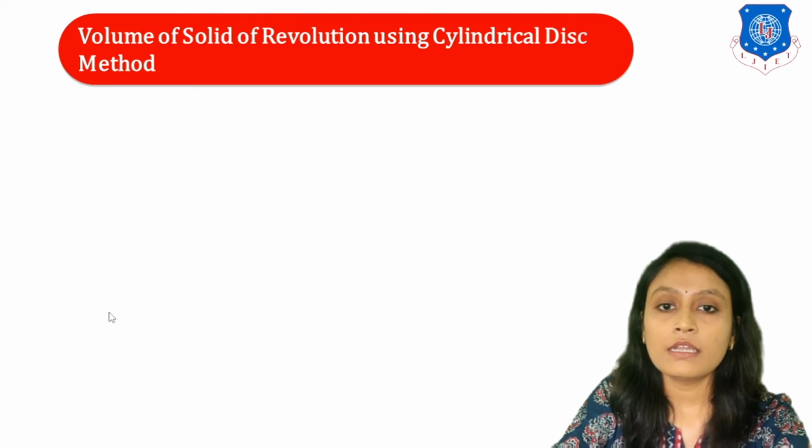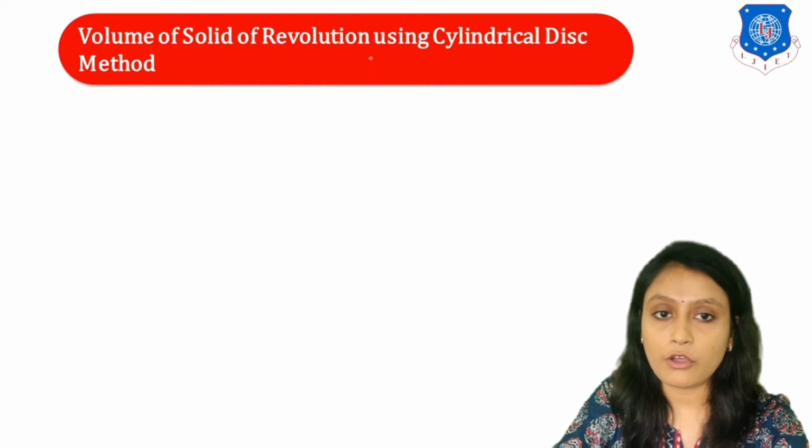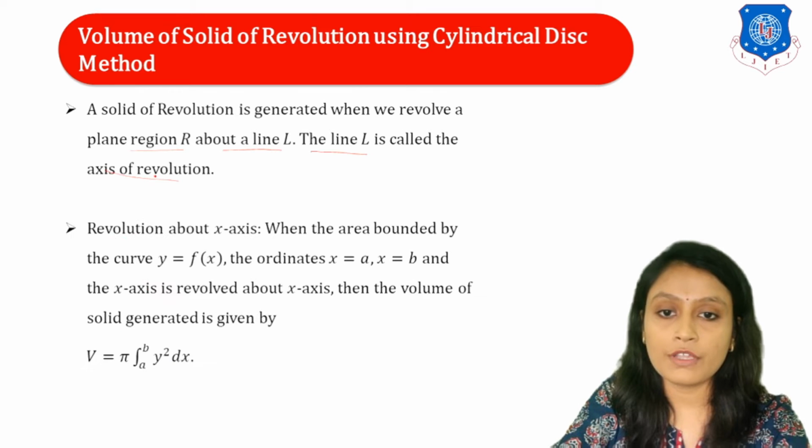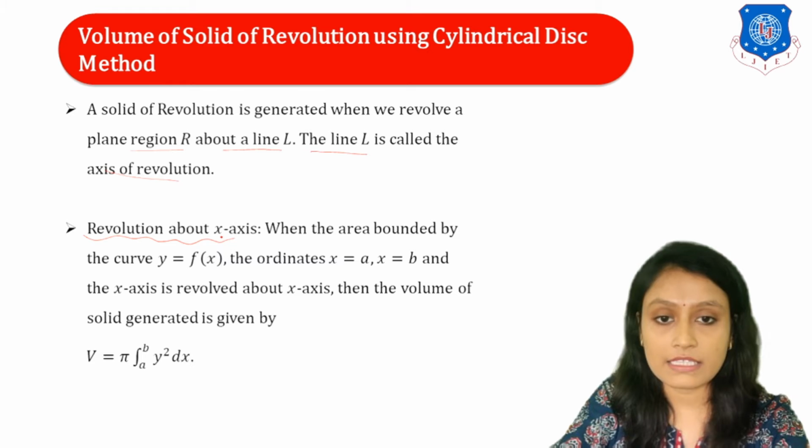Now, let's begin with the new topic, that is volume of a solid of revolution using the cylindrical disc method. The solid of revolution is generated when we revolve a plane region R about a line L. The line L is called the axis of revolution. Now we will study the revolution about the x-axis.